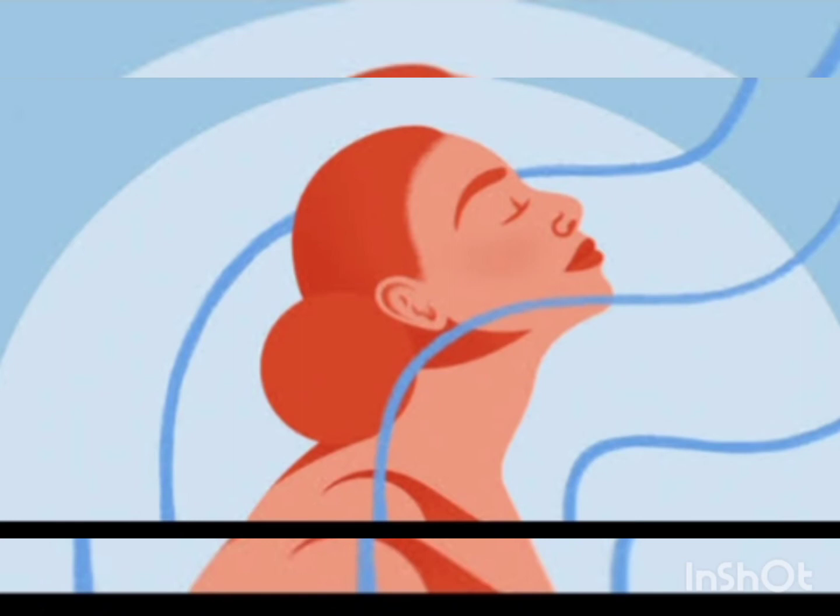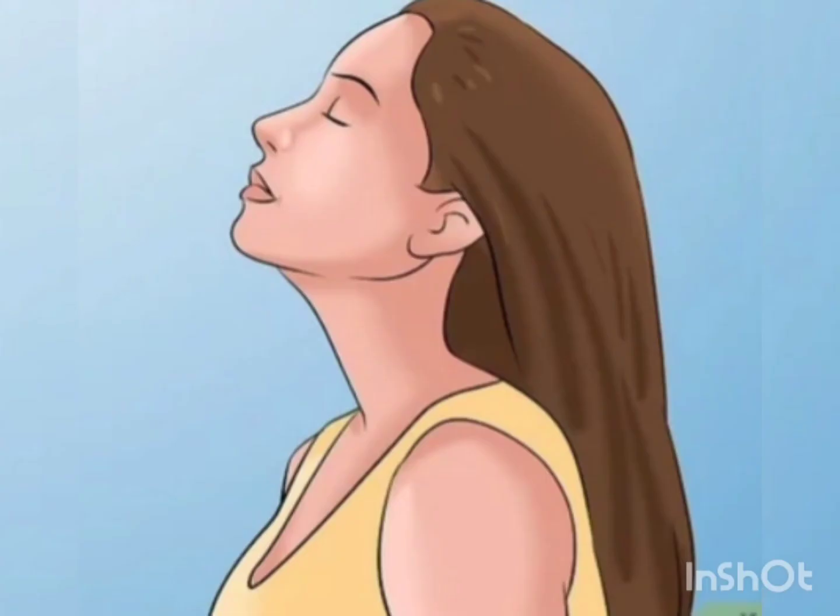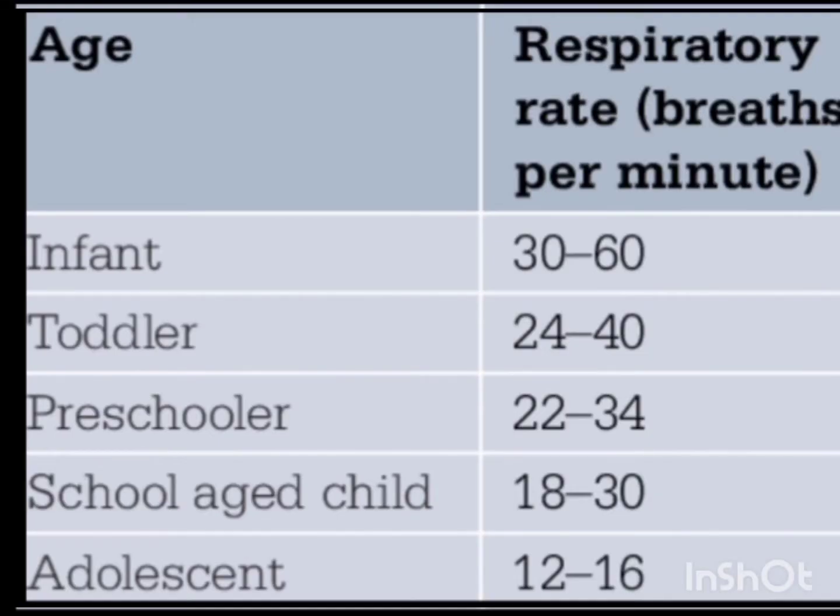Breathing rate: the number of times a person breathes in a minute is termed the breathing rate. The breathing rate of an infant is 30 to 60, toddler 24 to 40, preschooler 22 to 34, school age child 18 to 30, adolescent and adult 12 to 16.